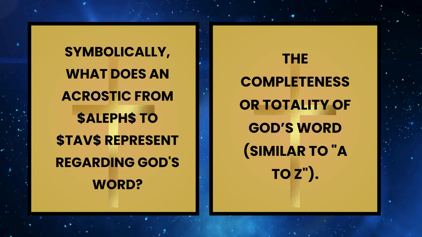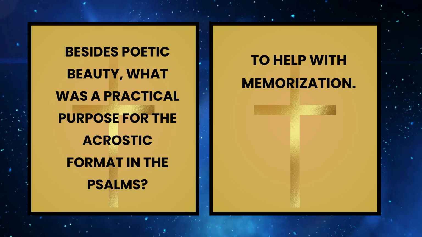Symbolically, what does an acrostic from Aleph to Tav represent regarding God's Word? It represents the completeness or totality of God's Word, similar to A to Z. Besides poetic beauty, what was a practical purpose for the acrostic format in the Psalms? It was intended to help with memorization.